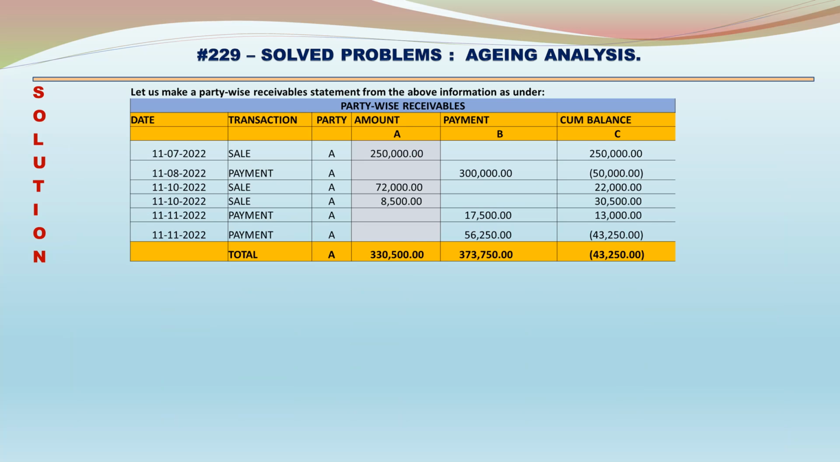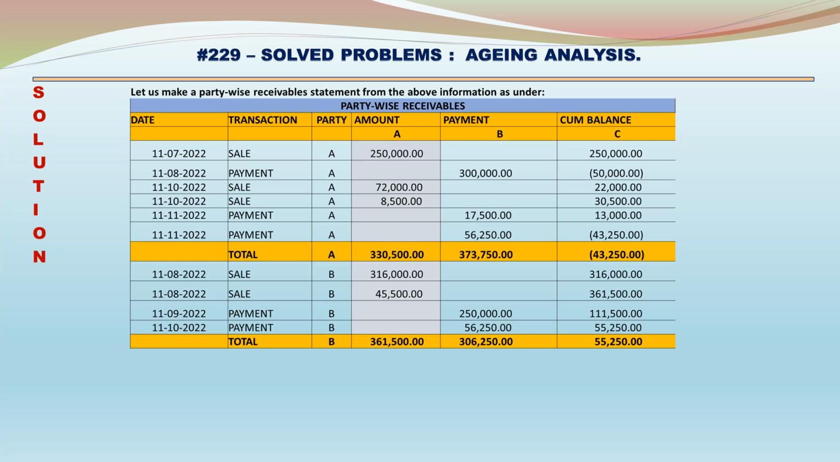Party A: 7th November sale 250,000, 8th November payment 300,000, 10th November sale 72,000, 10th November sale 8,500, 11th November payment 17,500, 11th November payment 56,250. Total sale to A is 330,500, total payments received from A is equal to 373,750. There is a credit balance of 43,250 in A's account.